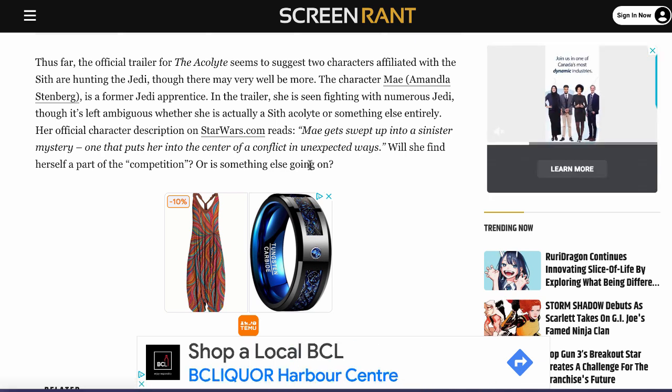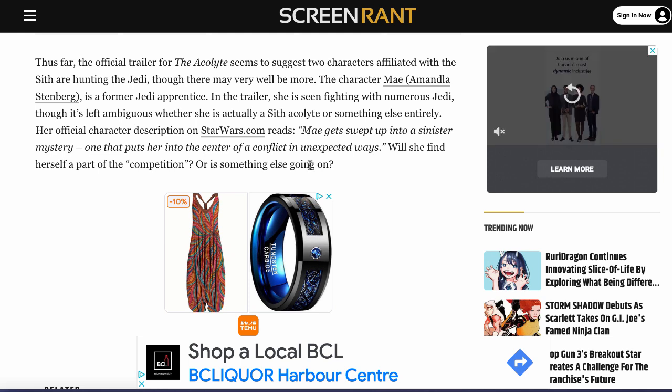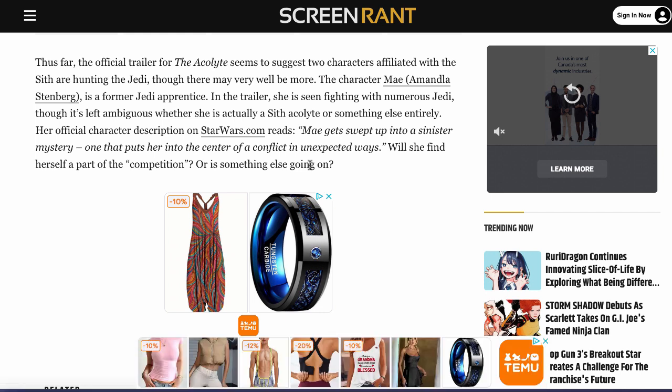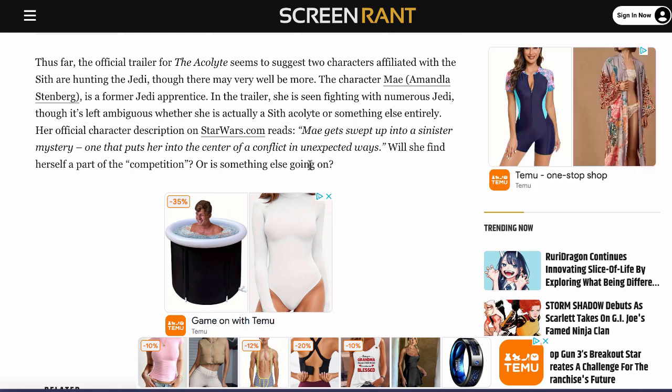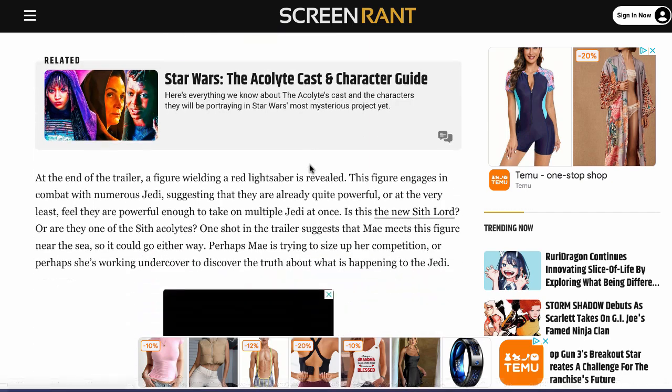Thus far, the official trailer for The Acolyte seems to suggest two characters affiliated with the Sith are hunting the Jedi, though there may very well be more. The character Amandla Stenberg plays is a former Jedi apprentice. In the trailer, she is fighting with numerous Jedi, though it's left ambiguous whether she's actually a Sith acolyte or something else entirely. Her official character description on StarWars.com reads, may get swept up into a sinister mystery, one that puts her into the center of a conflict in unexpected ways. Will she find herself part of the competition, or is something else going on?